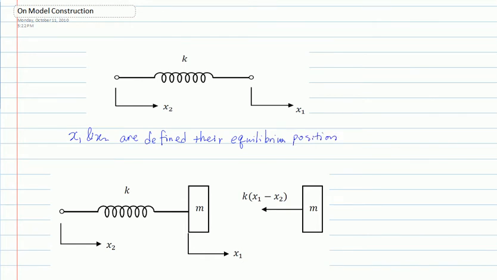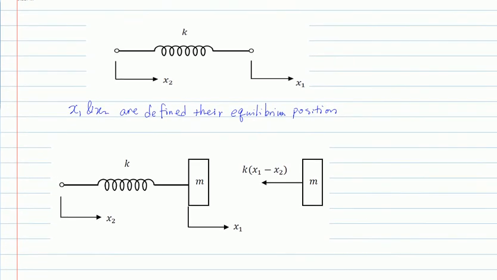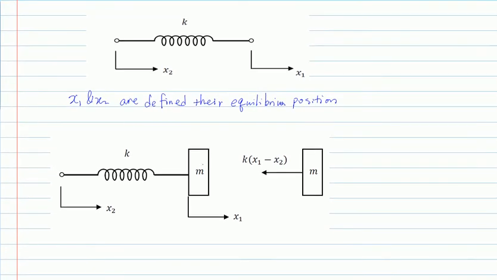In the class we gave the formula. If we have a mass attached on the right side, then the free body diagram for this mass, if there's no other external force, only the restoring force of the spring, then the restoring force of the spring is k (x1 minus x2), which is opposite to the direction of the motion.